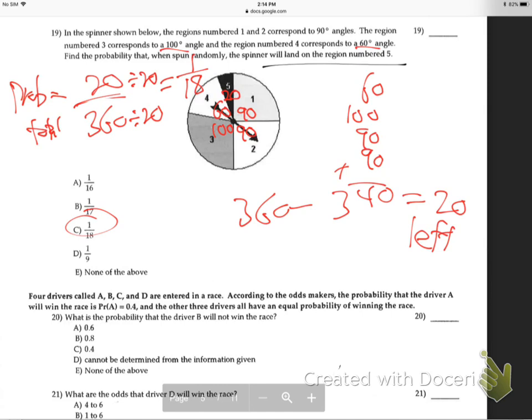Number 20. Four drivers, A, B, C, D, enter a race. According to the odds makers, the probability that A will win is 0.4. The others have equal probability. In other words, A is 0.4, and B, C, and D are all equal. So how do you find them out?